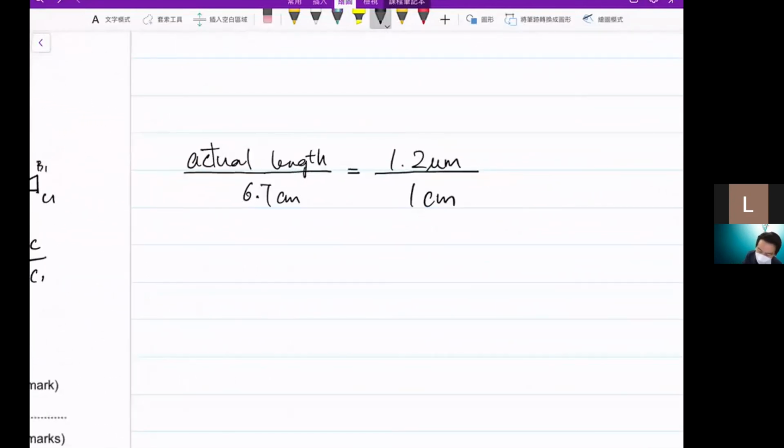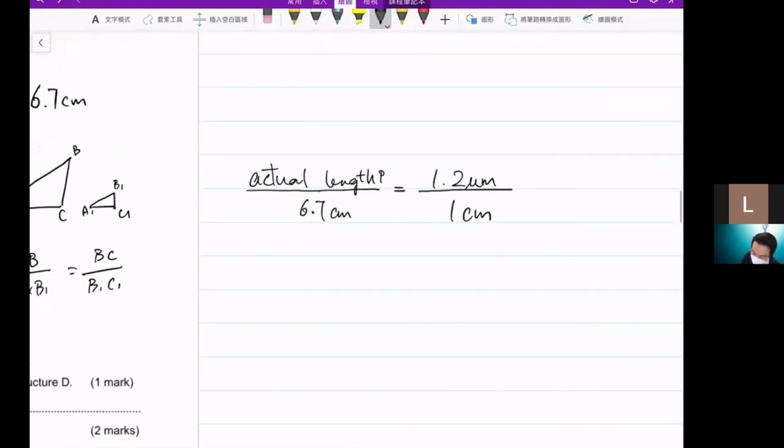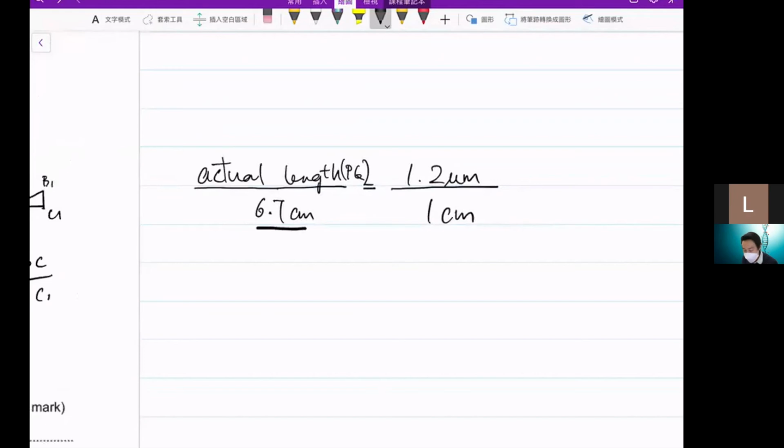So this is the actual length of PQ. On your test paper, it is 6.7 centimeters. About the scale bar, the actual length is 1.2 micrometers, and the length of this scale bar on your test paper is 1 centimeter. So their ratio should be the same. So you can find the actual length of PQ by using this equation.